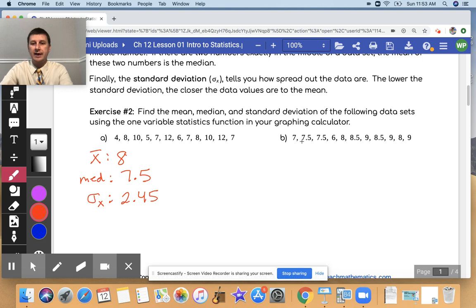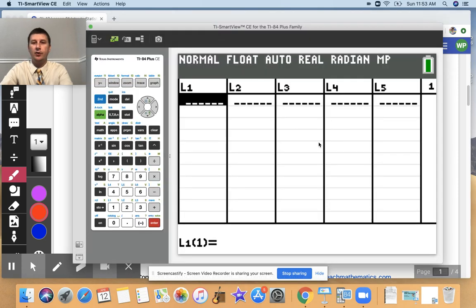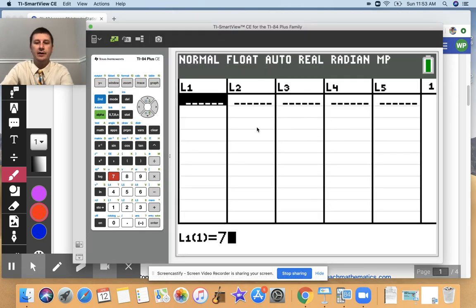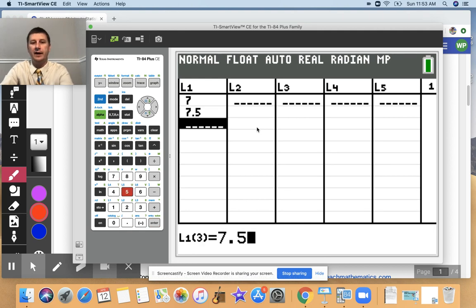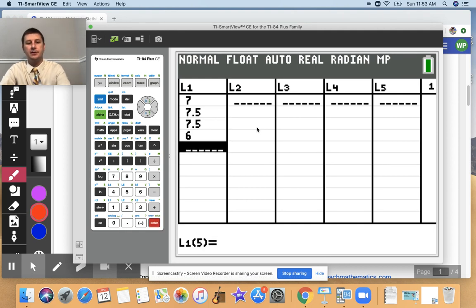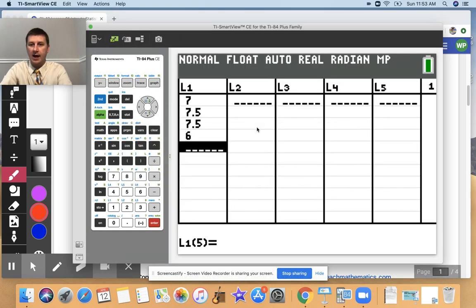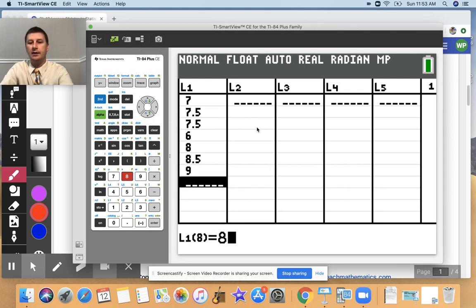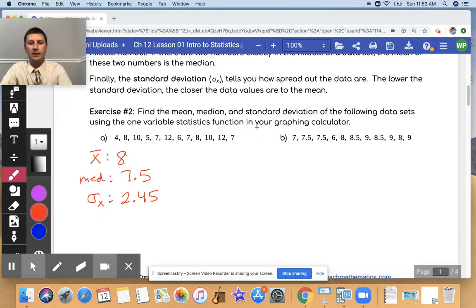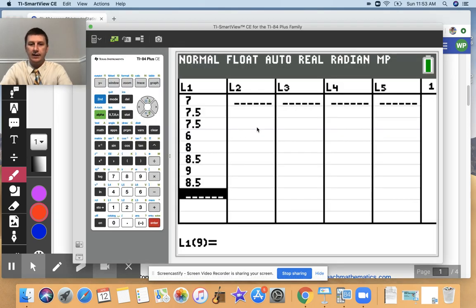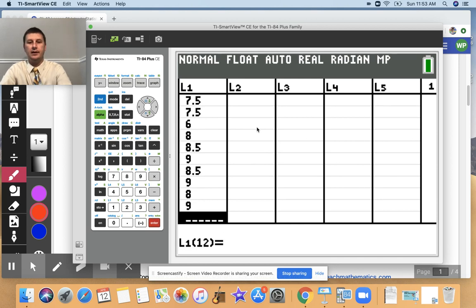So let's enter 7, 7.5, 7.5, and 6. So 7, enter. 7.5, enter, 7.5, enter, 6, enter. We're going to then do 8, 8.5, 9, and 8.5, 8, enter, 8.5, enter, 9, enter, 8.5, enter, and 9, 8, and 9, 9, 8, and 9.